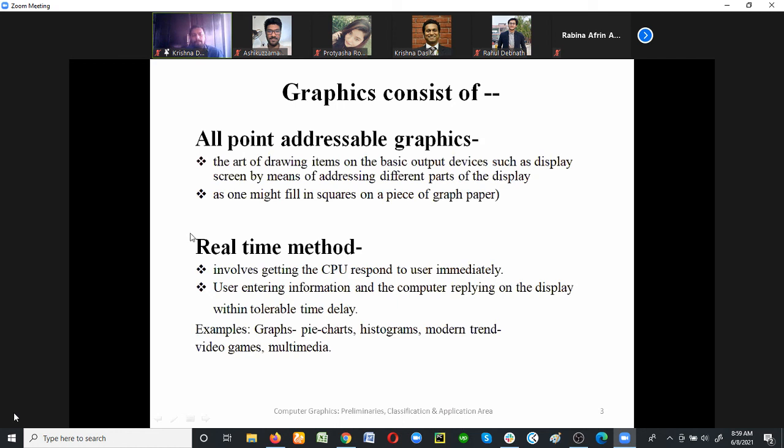So these two concepts are important for graphics. One is all point addressable graphics, where we address all the points of an image related with the pixel, and another one is instant activity with real-time responding. Okay, so these two concepts are very important. So at any point, if it is asked what computer graphics is, what characteristics computer graphics should or must have, you can define that.